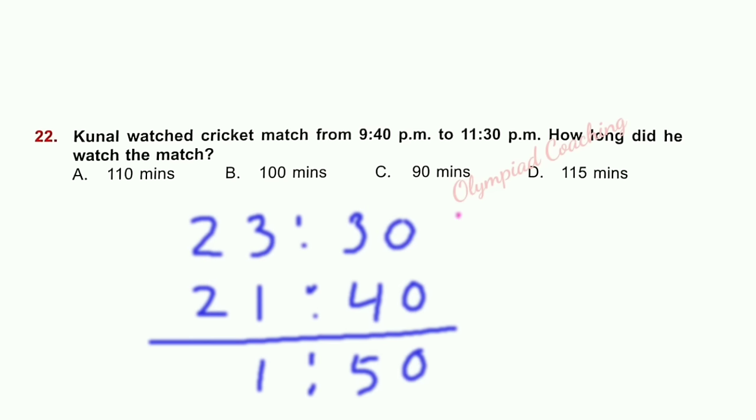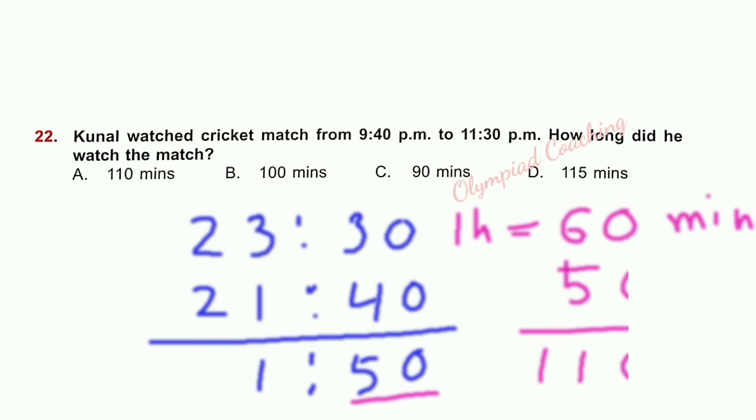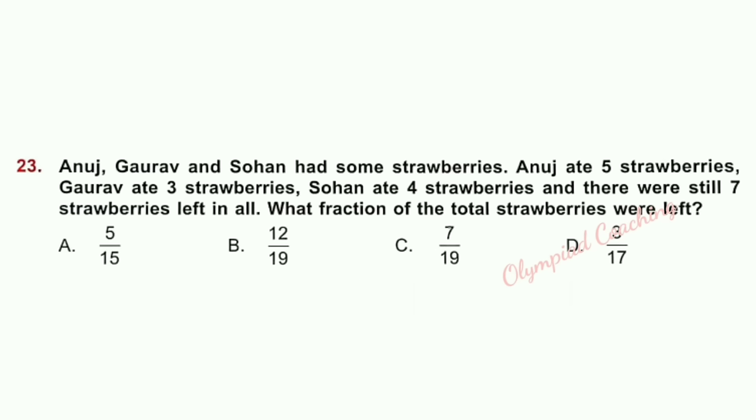1 hour 50 minutes. 1 hour equal to 60 minutes. So 60 minutes plus 50 minutes equal to 110 minutes. Total duration is 110 minutes. Option A is correct.